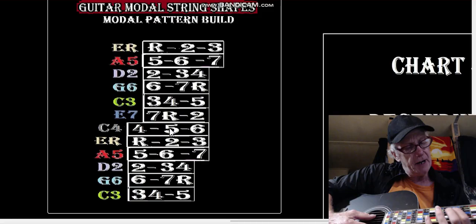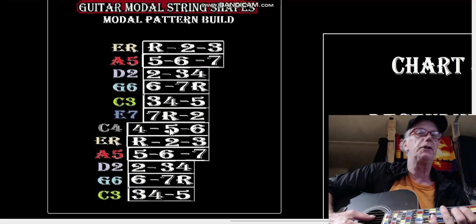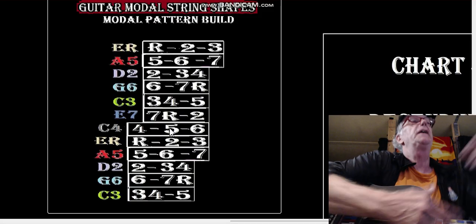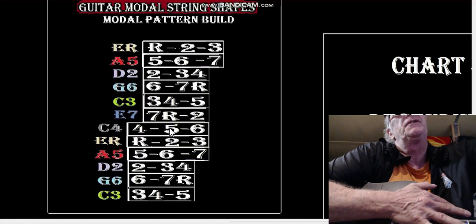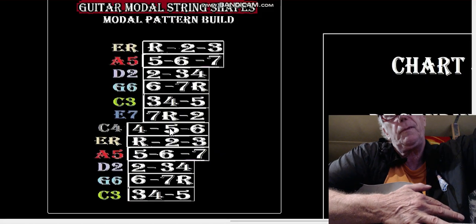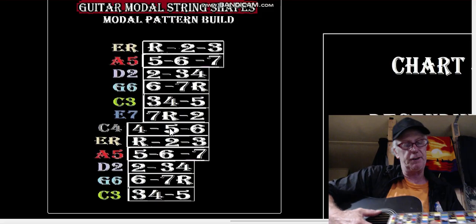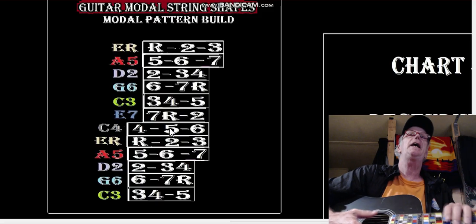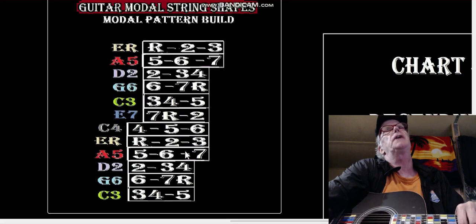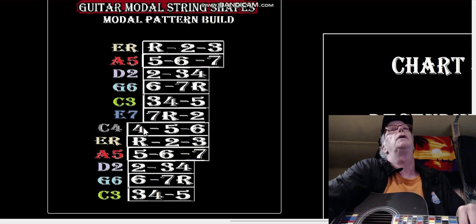Now what do we have if we want to stay on string to the left? If we want to stay on string to the left, we've only got a half step in between these guys. So it's a half step between 6 and 7 and root, half step between 3 and 4. Then we go back to full whole steps between each string shape.